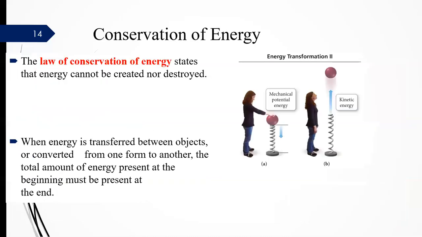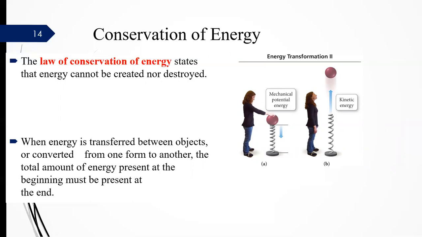So in the same way we had the law of conservation of mass, we also have the law of conservation of energy. And that means that our energy can't be created or destroyed. It's only converted. So when energy is transferred between objects, we convert energy from one form to another, and our total amount of energy is going to be equal.